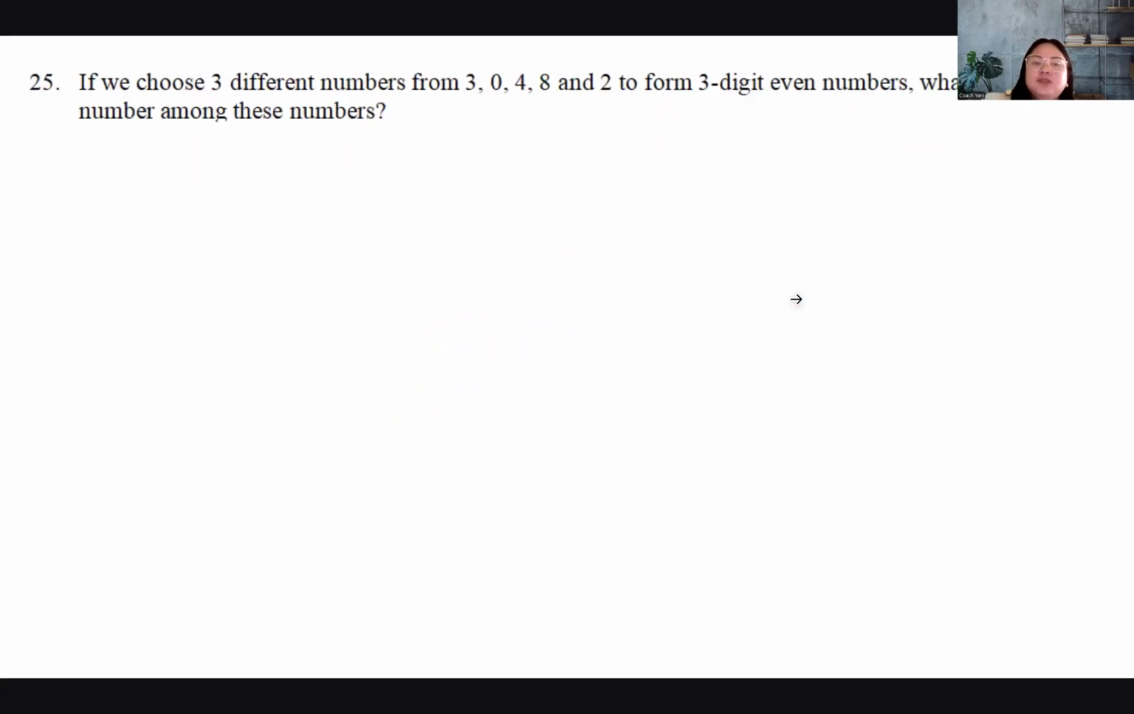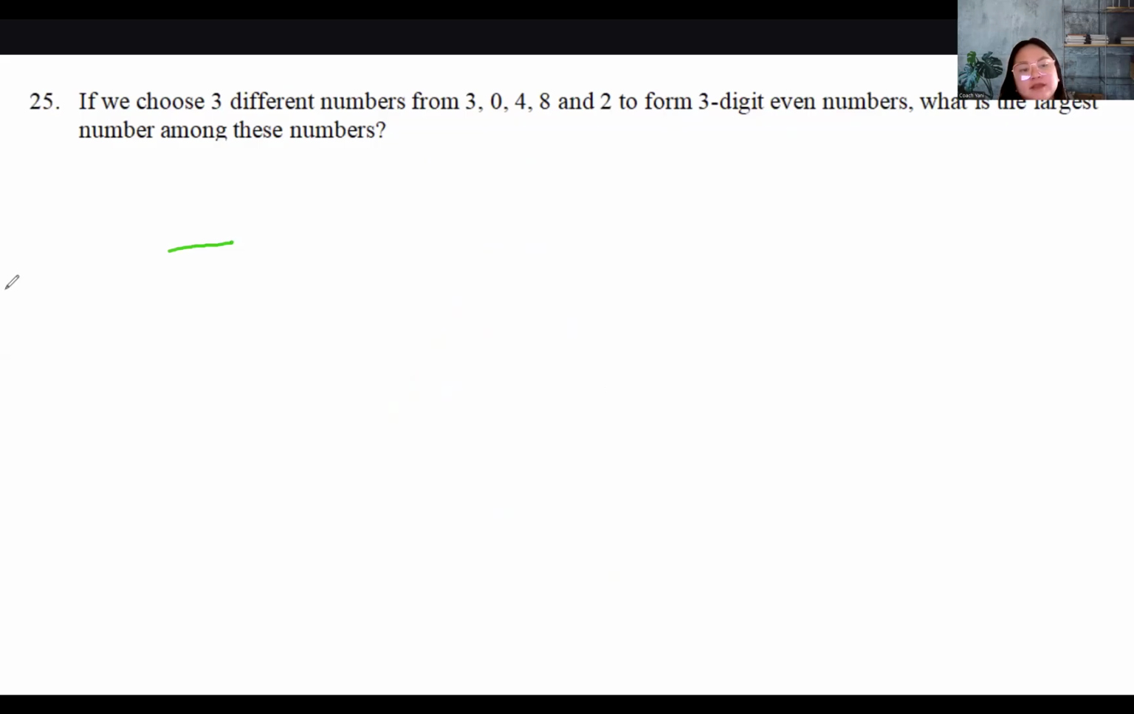25. If we choose three different numbers from these numbers, what is the largest number among these numbers? So, you need to form a three-digit even number. So, just imagine you have three blanks. Why is that? One for the hundreds, for the tens, and for the units digits. So, this is your hundreds. This is your tens. And this is your units digit.